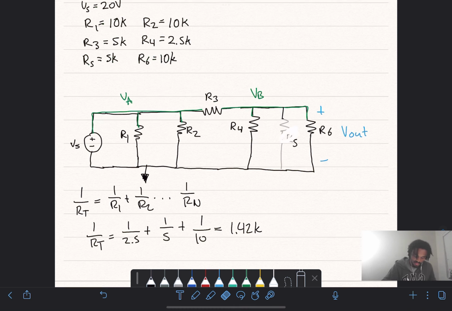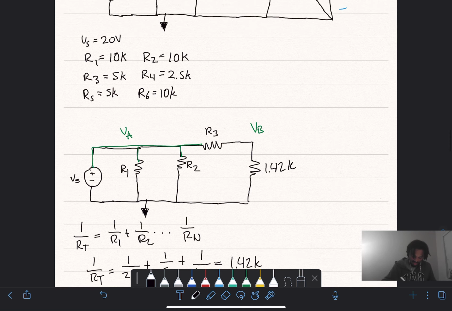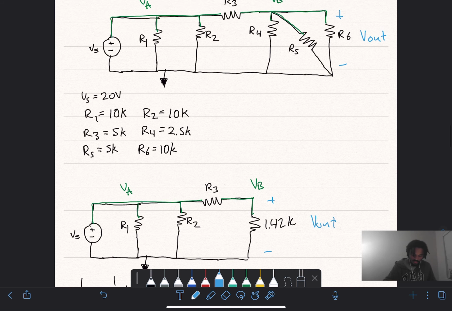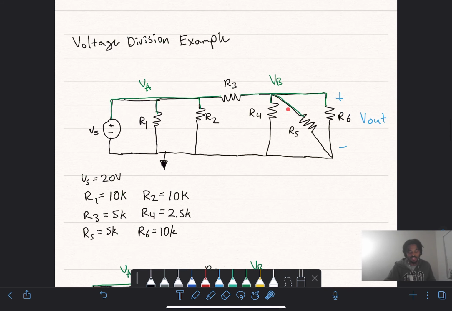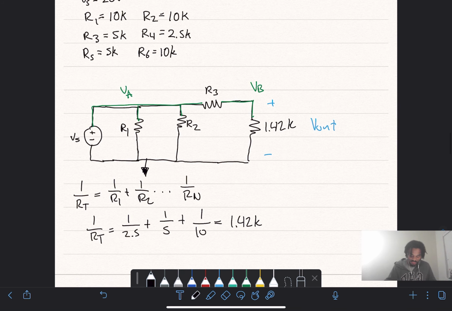So we can come back up to this circuit here and replace all of those resistors with one equivalent resistance of that value. 1.42 kiloohms. And this still remains VB, which is equal to V out here. So even though we simplified those resistors, the voltage is going to stay the same. Now, if the question was asking for like the current through R5 specifically, we would want to leave that alone, but we haven't messed with that.